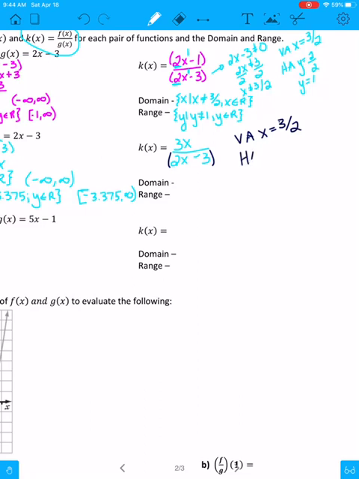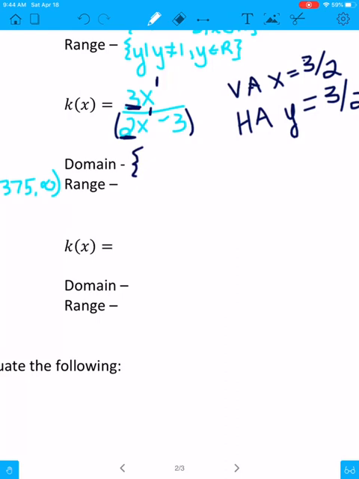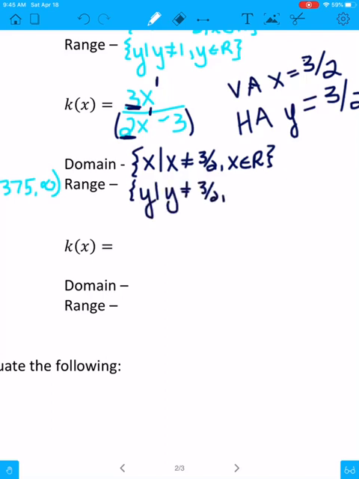My horizontal asymptote, they're both degree 1, so I take the leading coefficient fraction, so it's 3 over 2. So I'm going to get y equals 3 over 2. So they're actually both 3 over 2. So my domain is x such that x cannot equal 3 over 2, x ∈ R. And my range is y such that y cannot equal 3 over 2, y ∈ R.